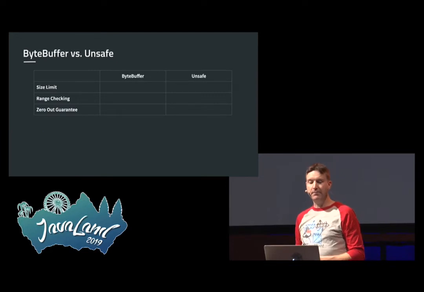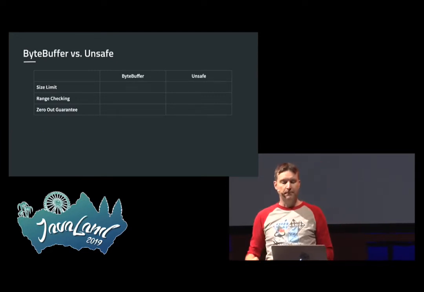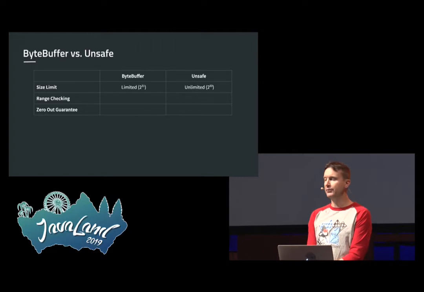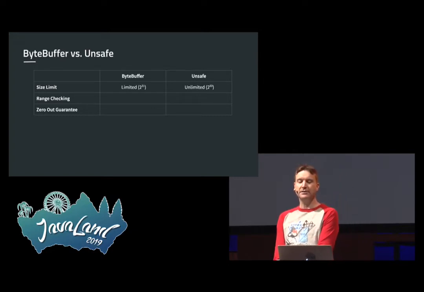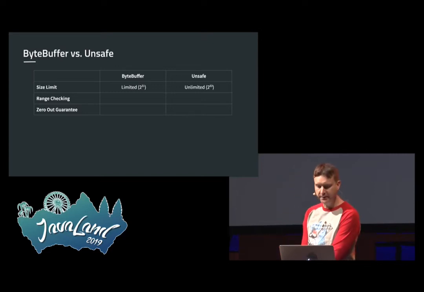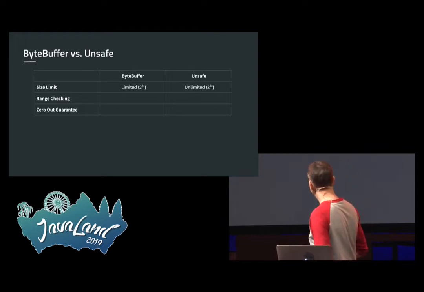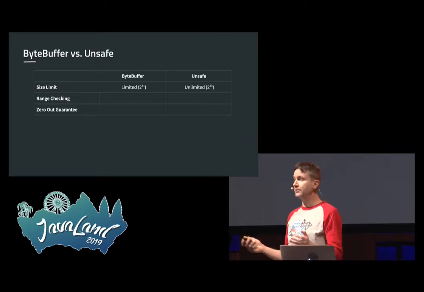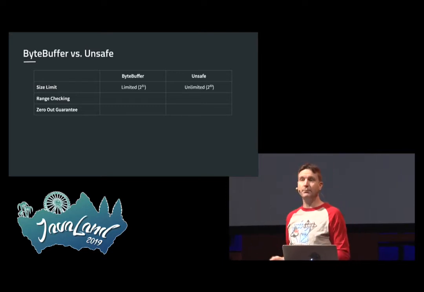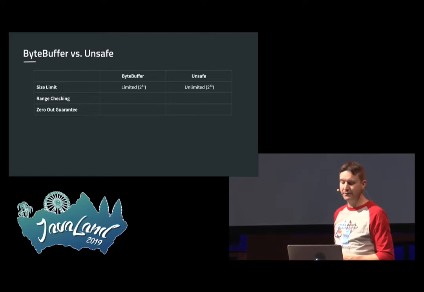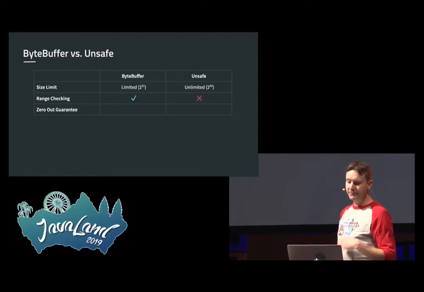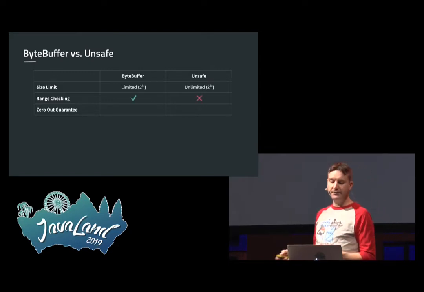So let's compare byte buffer and unsafe. Byte buffer is limited because it's indexed, so it's limited to 2 to the 31. So that's kind of small. It's like 2 gigs. Whereas unsafe is virtually unlimited. I say unlimited because it's unlikely that you will run out of that kind of memory, at least in the forthcoming 25 years. Byte buffer has range checking, unsafe doesn't.